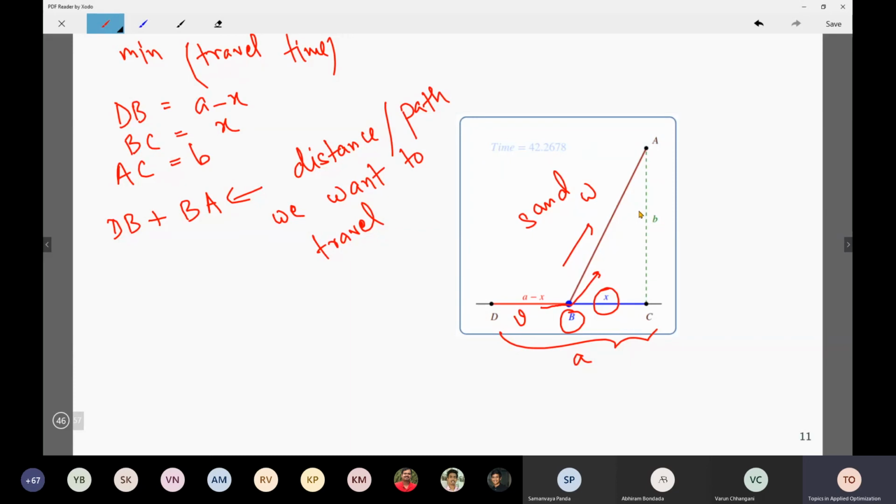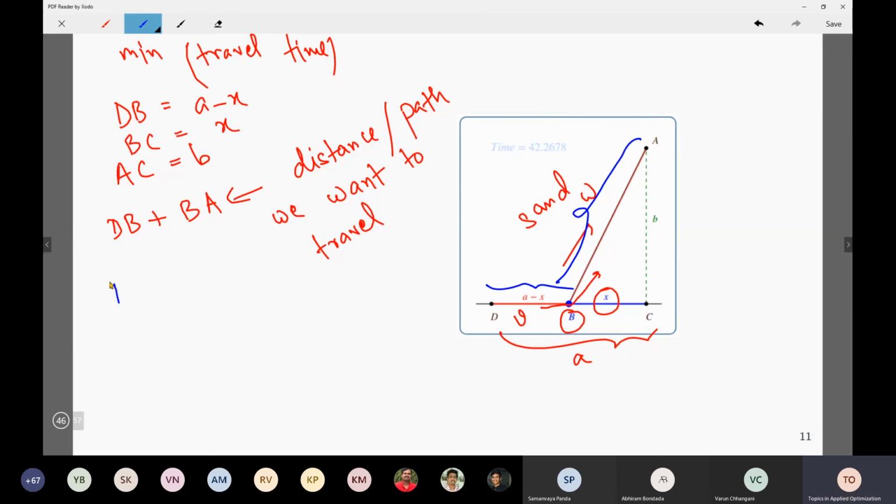Distance is known, speed is known. So time can be found. From here to here, I can find the time because distance and speed are known. And from here to here, I can again find the time because the speed on the sand is given to me. But what about the distance BA?